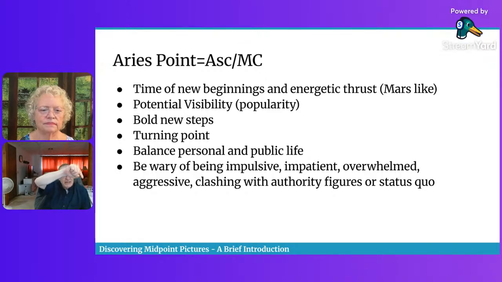So if the Aries point is coming along in the chart and it's at zero Aries, and let's say your ascendant or MC is somewhere close to zero Aries, then this could be a time of new beginnings and an energetic thrust because it brings Martian-like energies to it. I mean, hell, it represents spring. Okay, the very first point.